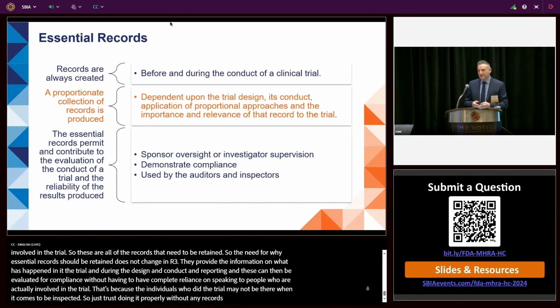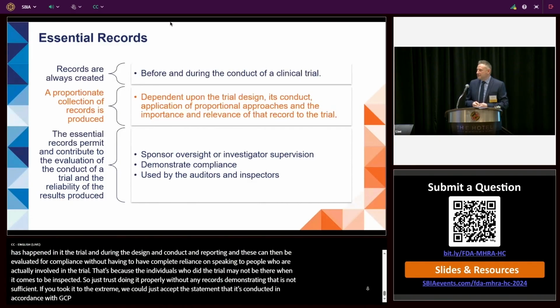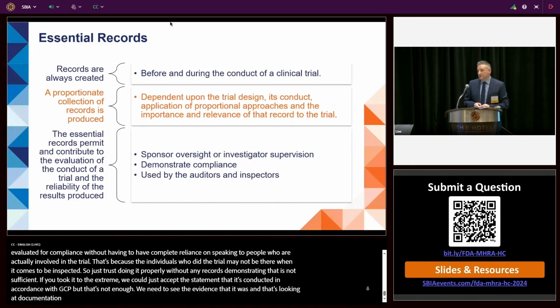If you took that to the extreme, we could just accept the statement in the CSR that the trial was conducted in accordance with GCP, and that will be enough. But obviously that isn't enough. We want to see the evidence that it was, and that means looking at documentation and, where we can, speak to the individuals in the trial.